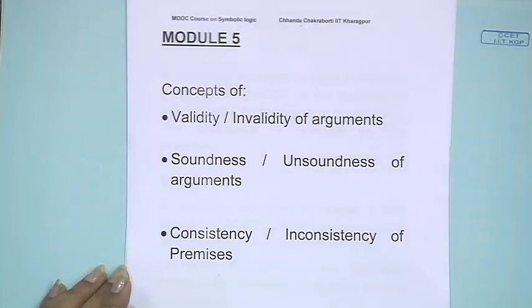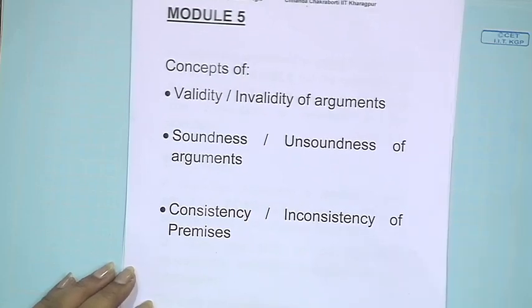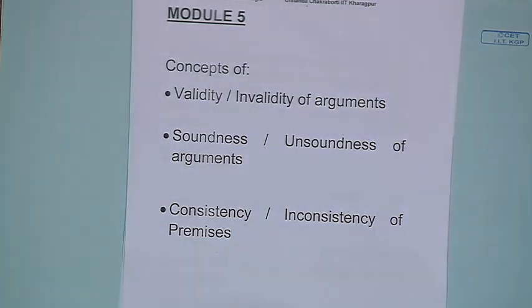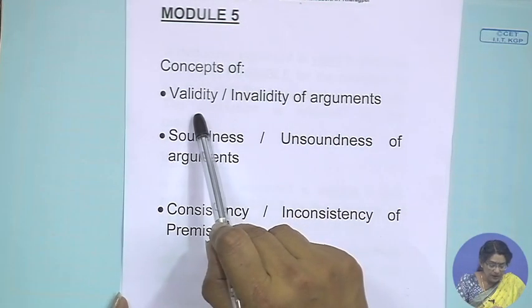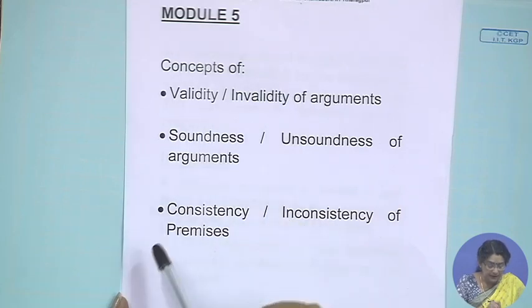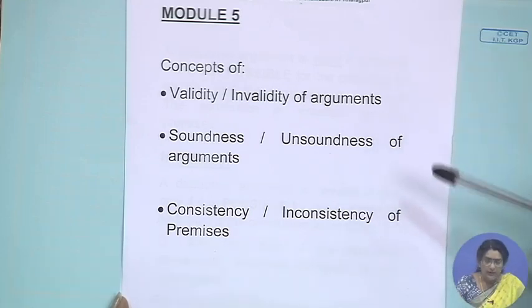So, today we are going to talk about the criterial concepts, the normative concepts by which we are going to assess the value of deductive arguments. This is going to be the concept of validity and invalidity, soundness, unsoundness, consistency, inconsistency of the premises, and so on. This is going to be our plan for module 5.